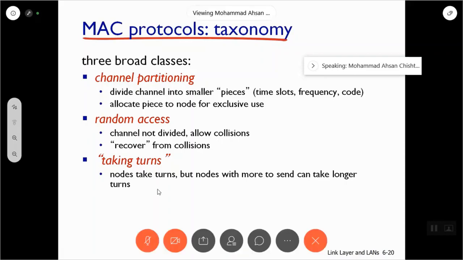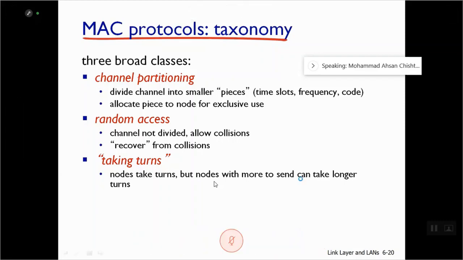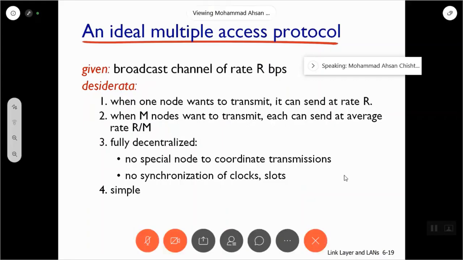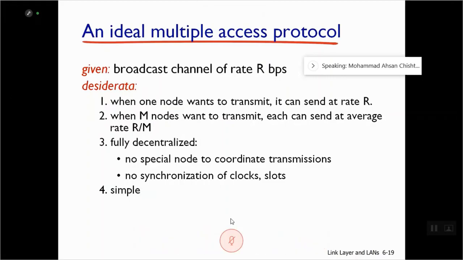And the third one that we have is taking turns protocol. In taking turns protocols, it's like round robin. Okay, everybody gets a chance to speak. And what are we looking at? Ideally, a multiple access protocol for a broadcast channel of rate R bits per second. This is the data rate that we can have in that channel.